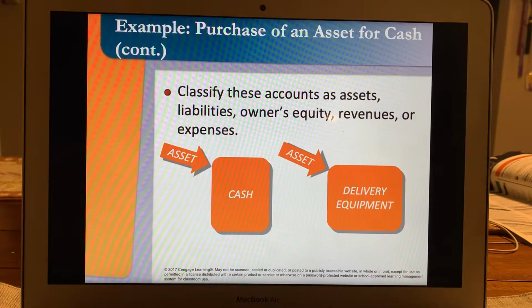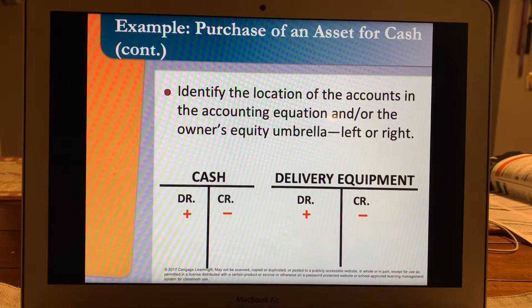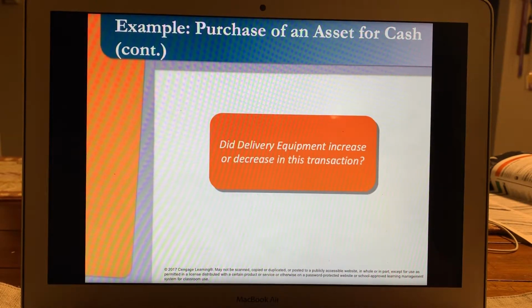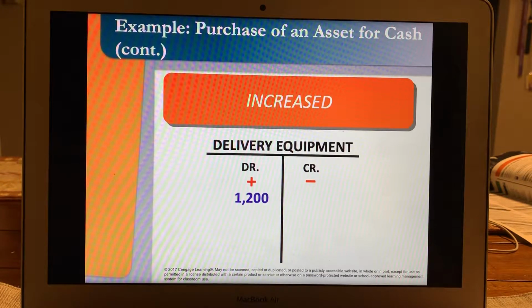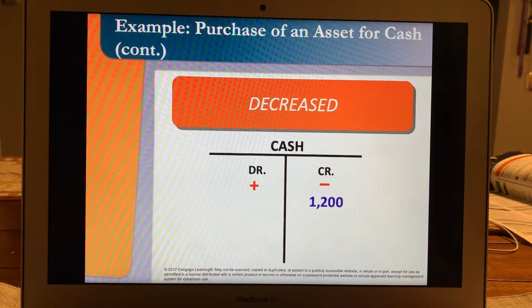The reason it's still an asset is because we can sell that delivery equipment if we decide not to use it. So it says identify the location: cash, delivery equipment. Now the next step is, is it a debit or credit? Did delivery equipment increase or decrease in this transaction? It increased, so delivery equipment is going to be debited for $1,200. Cash, did it increase or decrease? It decreased because we bought it. Cash is going out, so it decreased by $1,200.